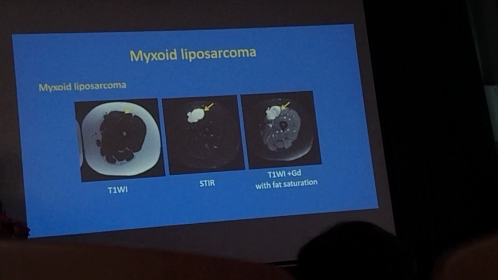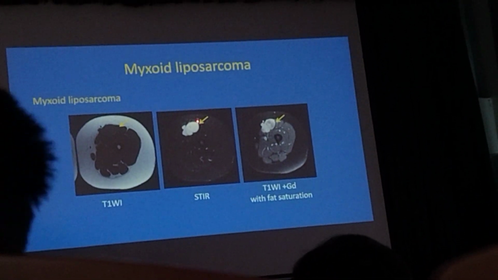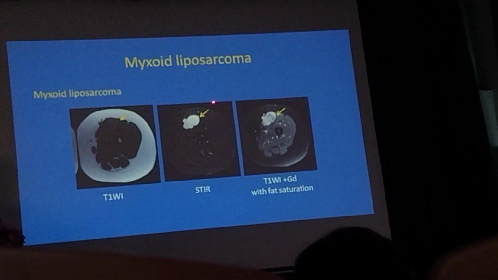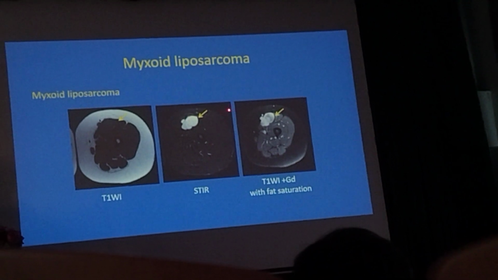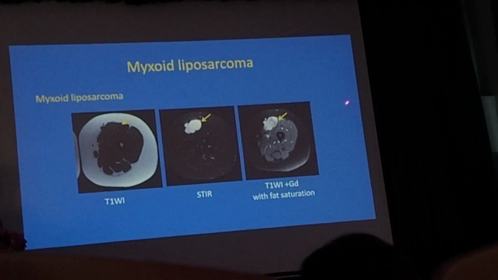Okay, another type of malignant cell. This is a myxoid liposarcoma. This area is bright, which represents the high water content. So this is a myxoid area, but it's not fluid because you can see enhancement in the post-contrast study.